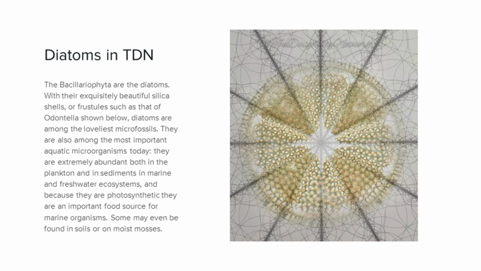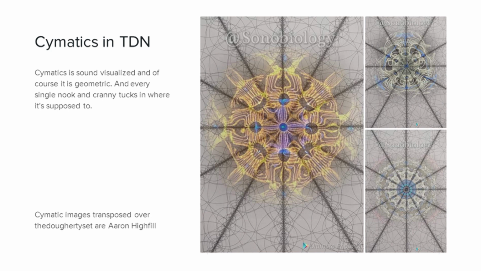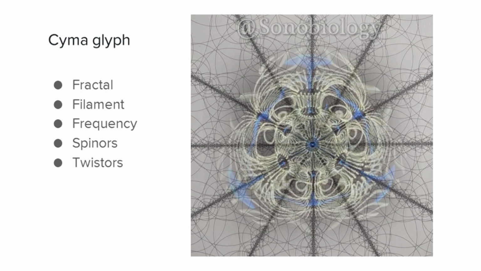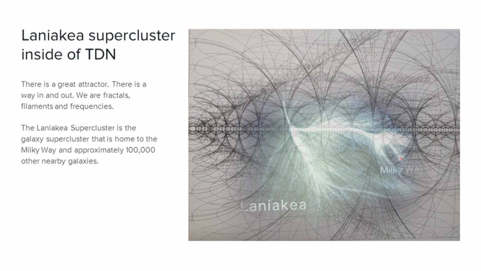Somatics and the Dougherty network, you can see, of course, somatics match perfectly. Every single one that I've put on there follows along with the vortices and the way that the structure works. Cymoglyphs, fractal, filament, frequencies, spinors, as you can see. Laniakea supercluster, Milky Way, probably working in some sort of filament type of network, as you can see it is, but what's the Great Attractor is the question.